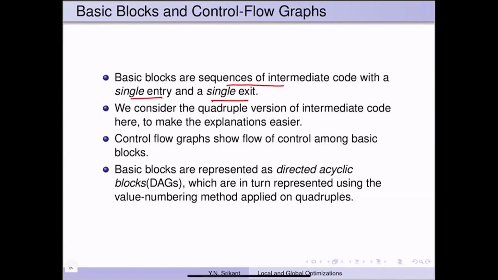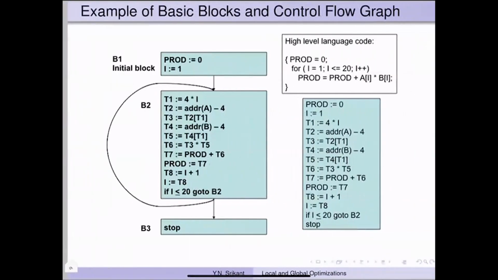And we will consider what are known as quadruple versions of intermediate code in our examples, just to make the explanations easier, because quadruples are very simple to understand. Control flow graphs are the graphs which show flow of control among the basic blocks. We will see examples of this very soon. And then basic blocks are generally represented as directed acyclic graphs, which in turn will get represented using the value numbering method. Okay, so I have actually thrown lots of words here. We will explain each of these in the coming slides.